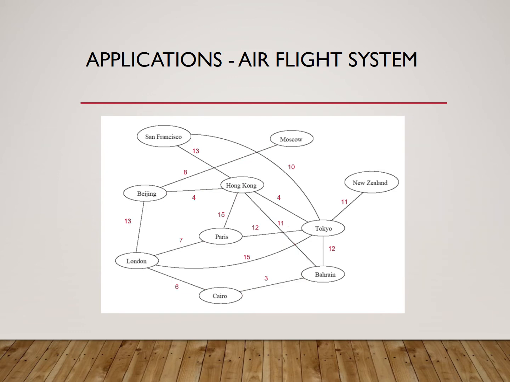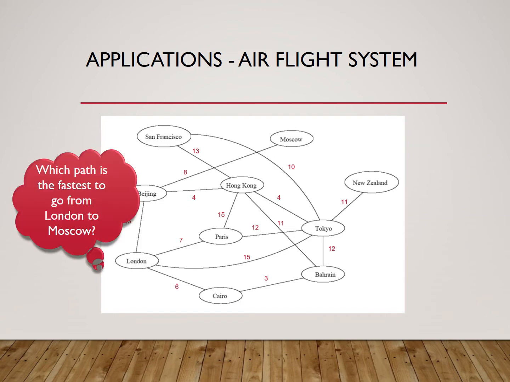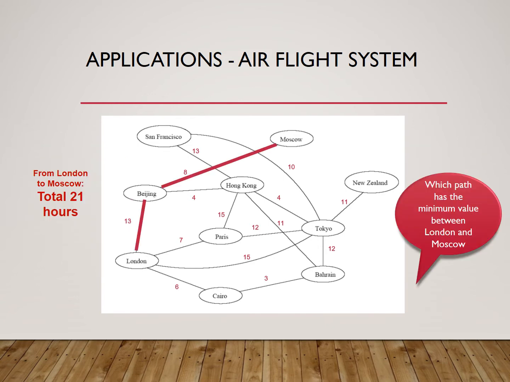If each edge is marked with a value that represents the number of hours to travel between cities, and say you're wondering which path is the fastest to go from London to Moscow, it is about calculating the total weights for each possible path and determining which one is the lowest value.